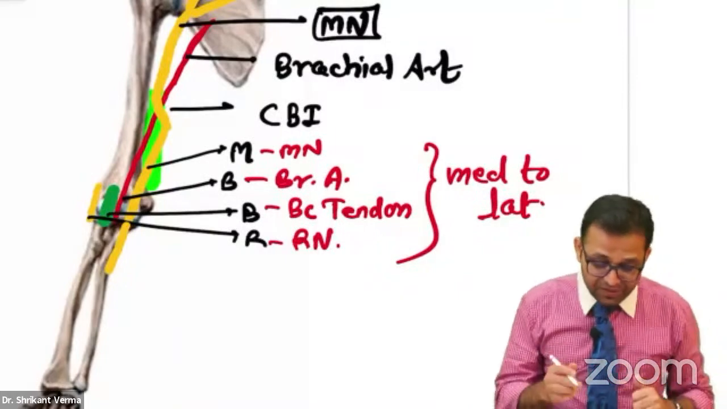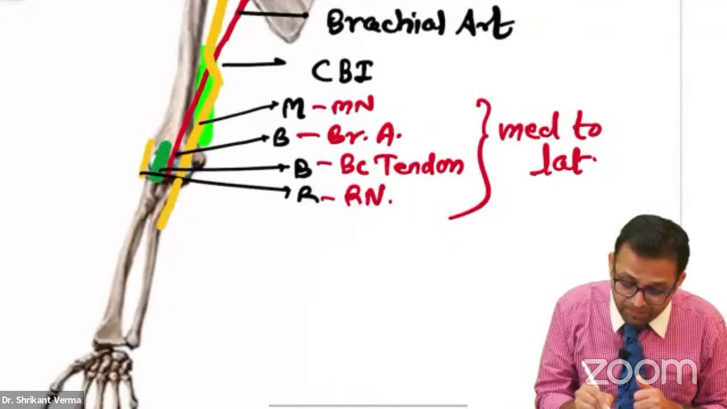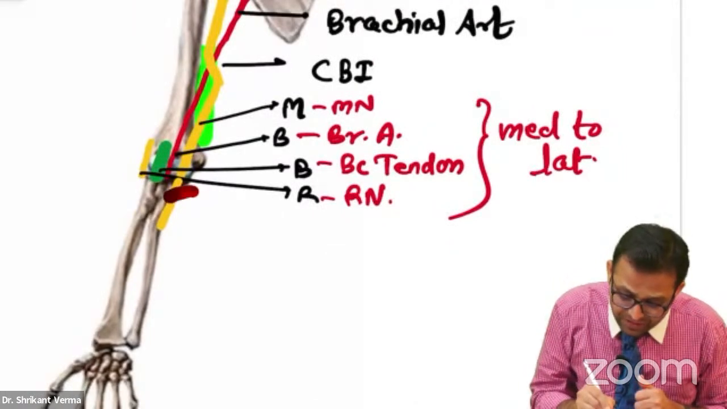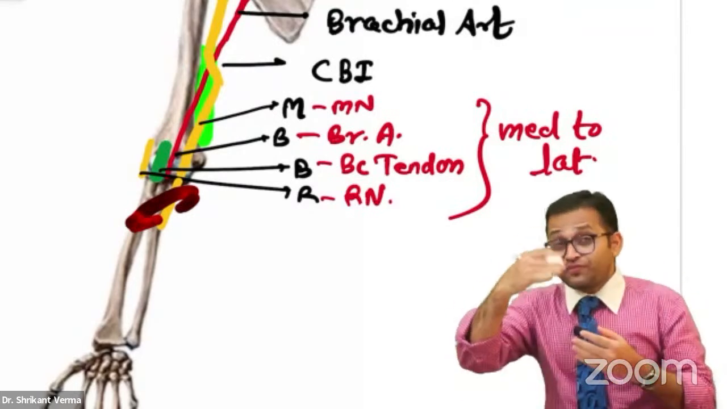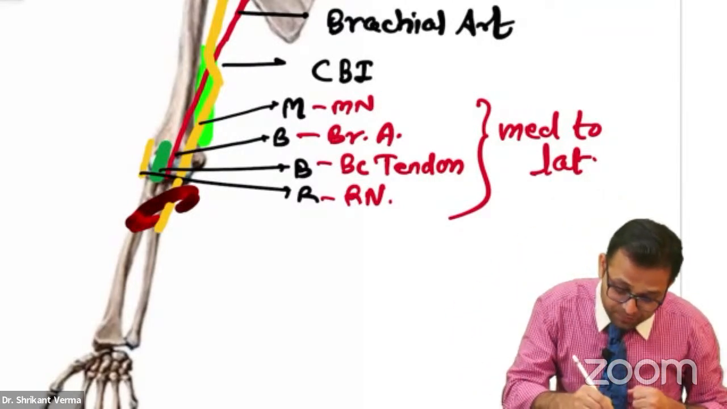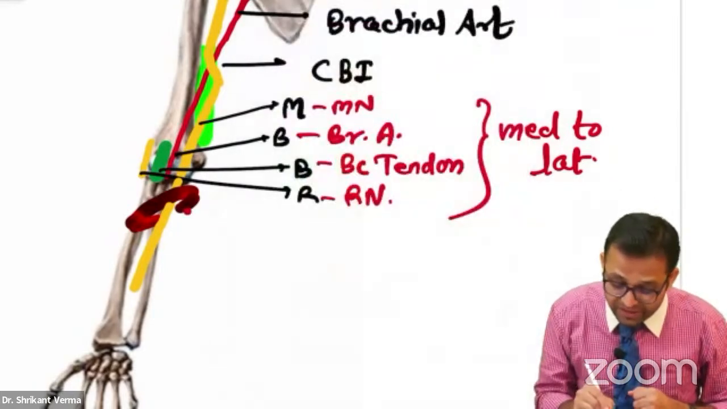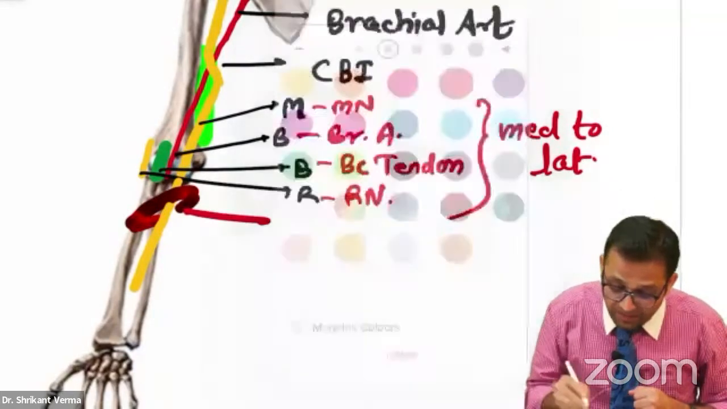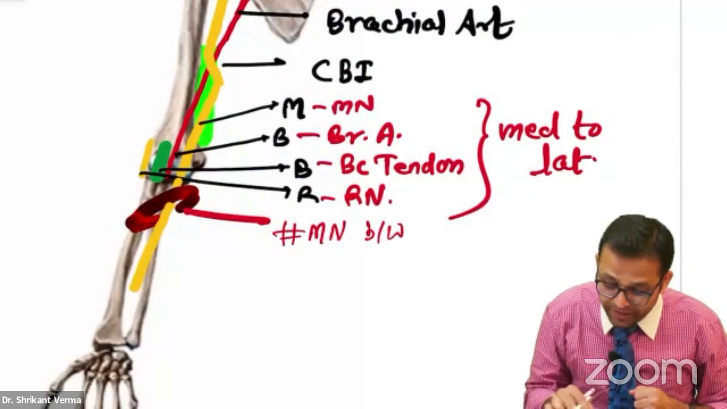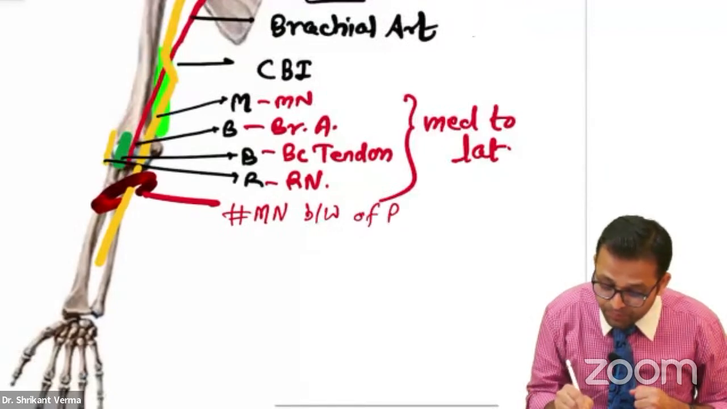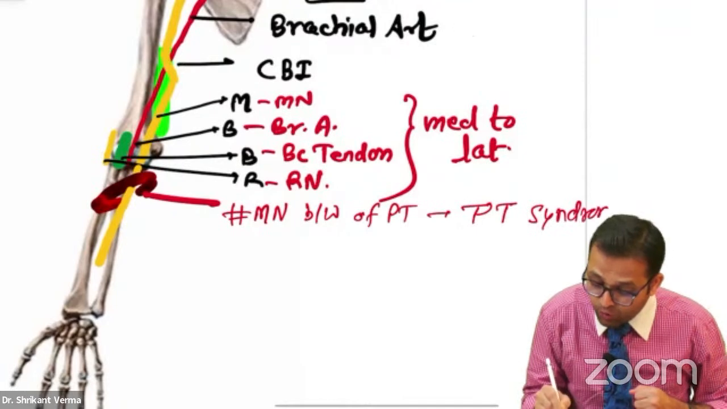Okay. Now, when this nerve is reaching into the anterior compartment, there is one muscle, pronator teres. This pronator teres has two heads, the superficial head and the deep head. So this nerve is passing in between these two heads. Remember one very important clinical point: if there is compression of the median nerve in between the two heads of the pronator teres muscle, this is pronator teres syndrome.